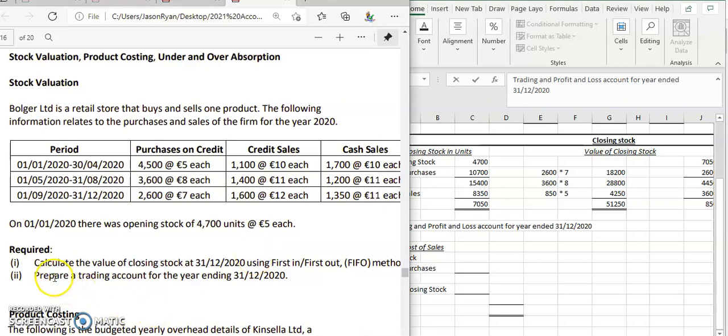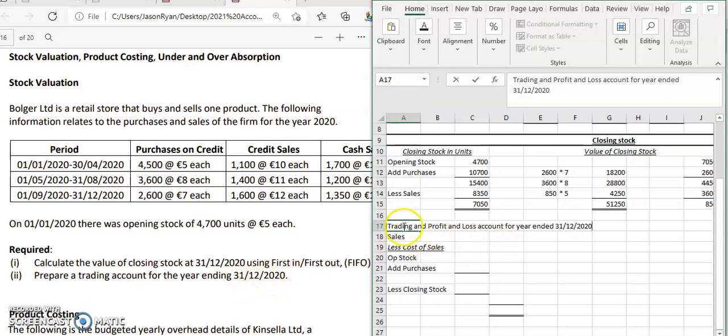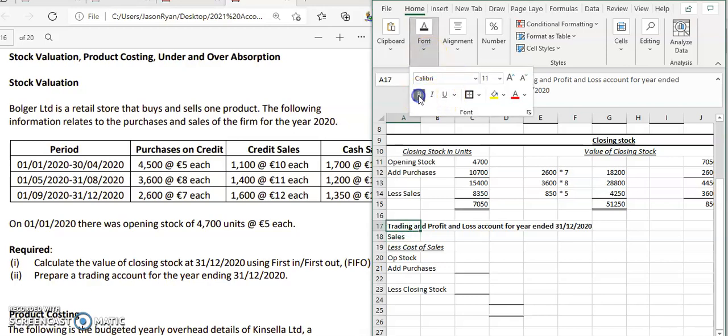Okay, so let's have a look at part two of the stock valuation for 2021. Question eight. It says prepare a trading account for the year ended 31st December 2020. So we're going to have our heading: trading profit and loss account for year ended 31st of the 12th, 2020.